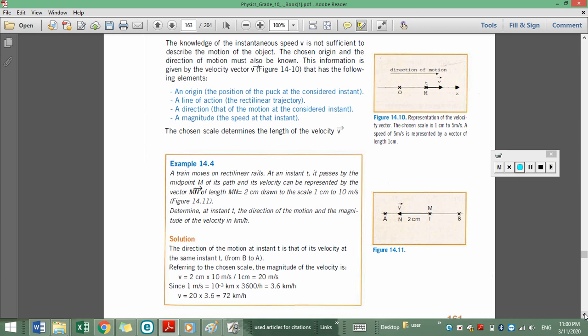Suppose that, given example 14.4, a train moves on a rectilinear rail. At an instant t, it passes by the midpoint M of its path, and its velocity can be represented by the vector MN of length 2 cm drawn to the scale 1 cm to 10 meters per second. Determine at an instant t the direction of motion and the magnitude of the velocity in kilometers per hour. See, the velocity, not the speed, is represented by a vector V at this position. In what direction? In the direction of motion.